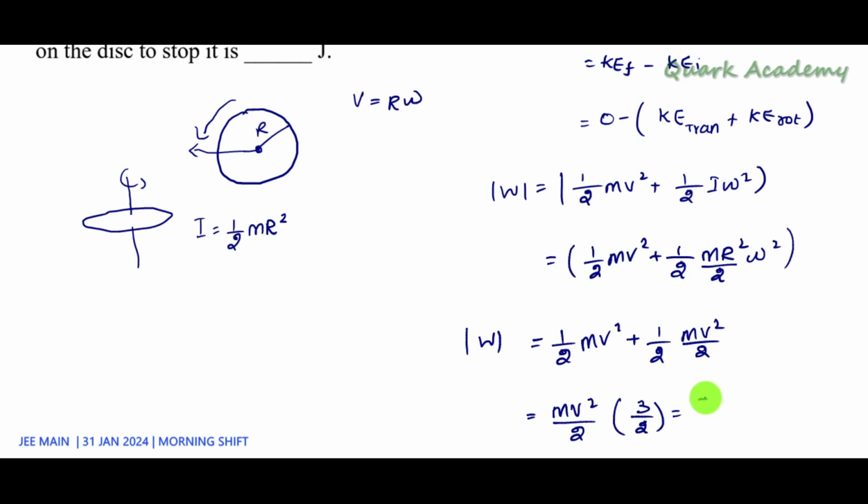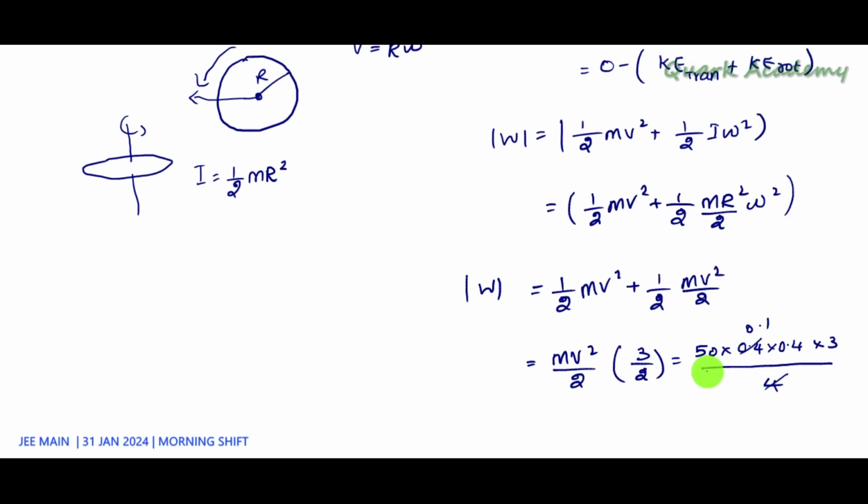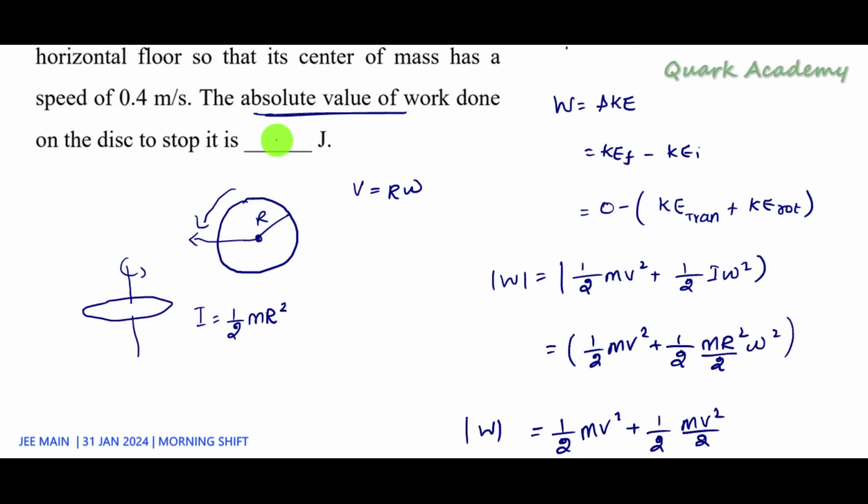And we'll substitute m is 50 kg, v is 0.4 into 0.4. This is 3 divided by 4. So this will be 0.1. So 1.26 joules. So the absolute work done is going to be W, which is 6 joules.